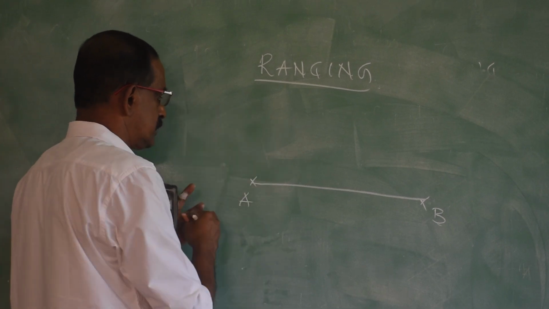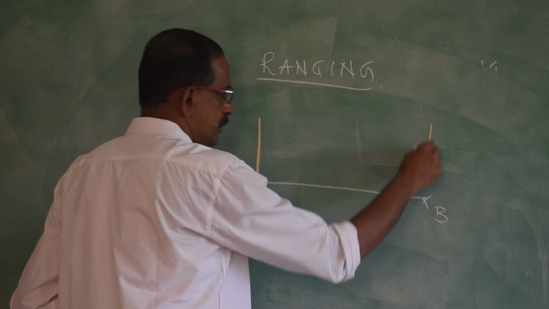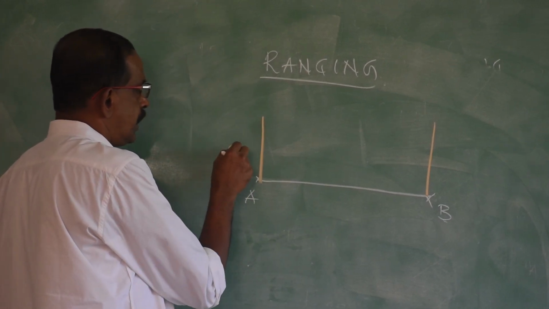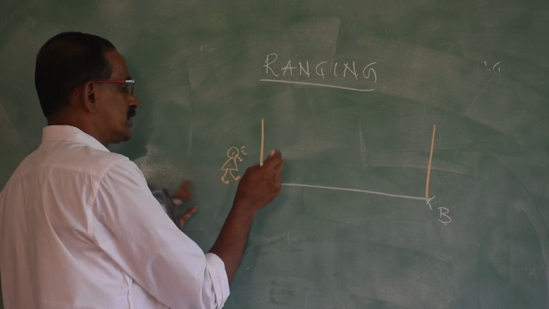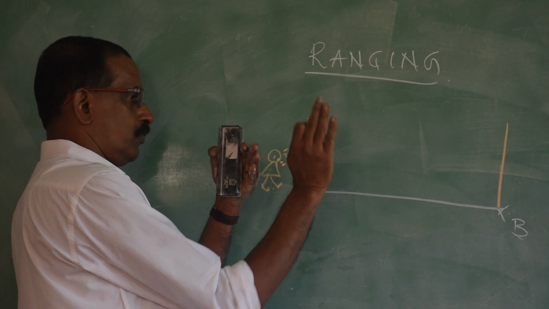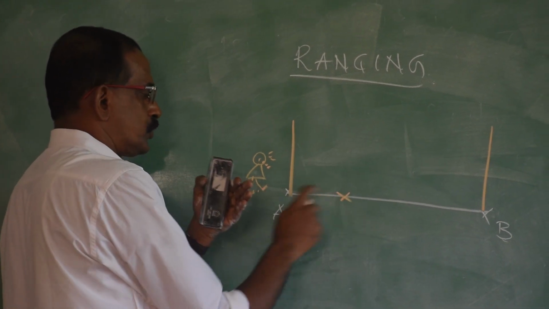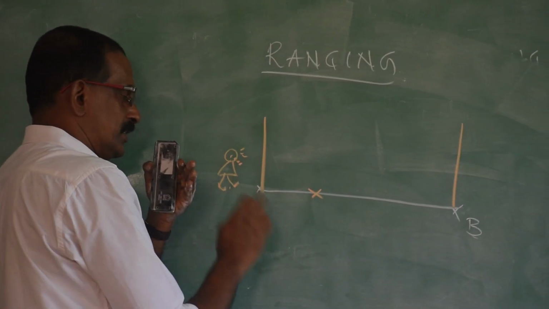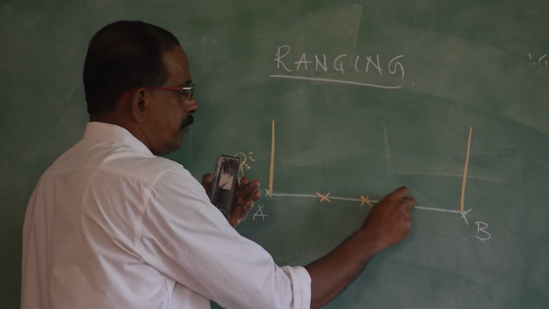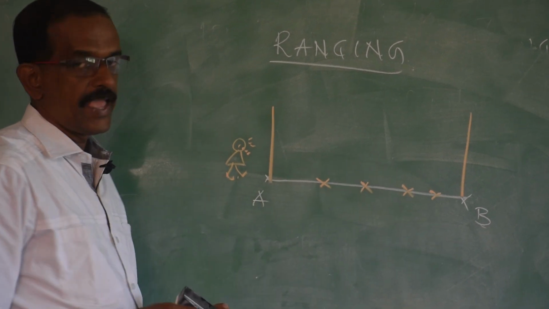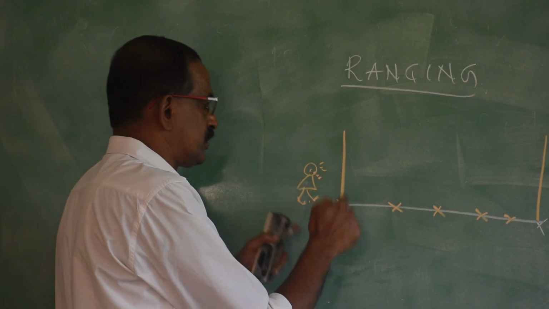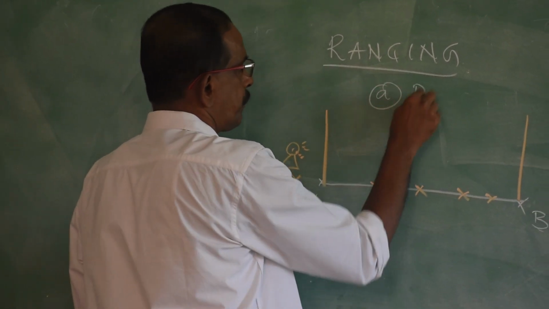The procedure is like this: fix a ranging rod at A, fix a ranging rod at B. Now, stand in front of the ranging rod at A and give instruction to your assistant to come to this line. You can stand here and give instruction, move left or right. At one particular position you will be able to see only one ranging rod. That means all the 3 ranging rods are in the same line. Like that you can mark any number of points between A and B. This process is called ranging, and this particular method is called direct ranging.